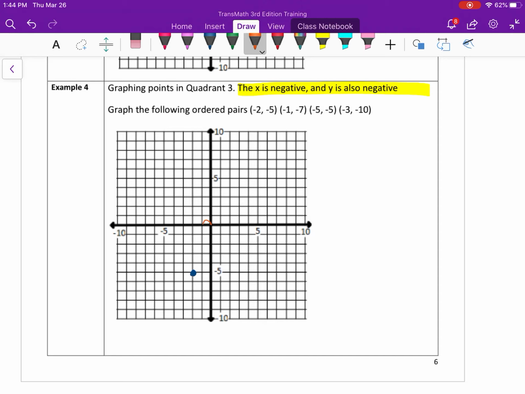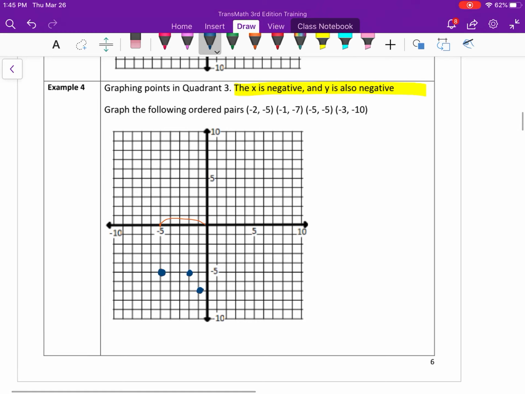Negative 1, negative 7, you'd go to the left 1 and then down 7. Right here. Negative 5, negative 5. So I can jump over to negative 5 is right here. And then go down to negative 5 on the y-axis. And that's right here. So you can find that point because the negative 5 is marked out for you. Then negative 3, negative 10. So negative 3 and then down all the way to 10. So negative 3, negative 10 would be right there in the orange dot at the bottom.